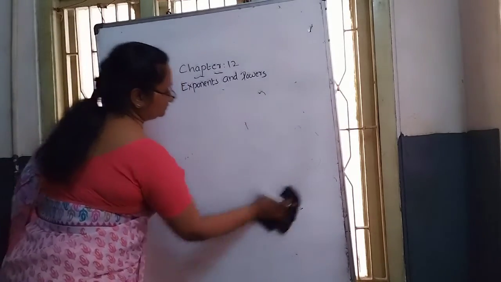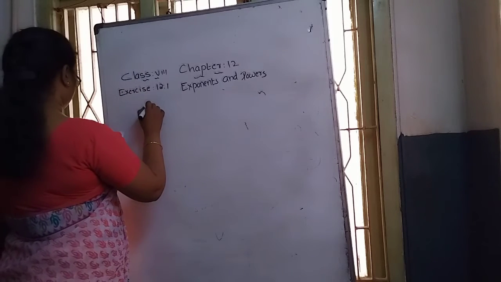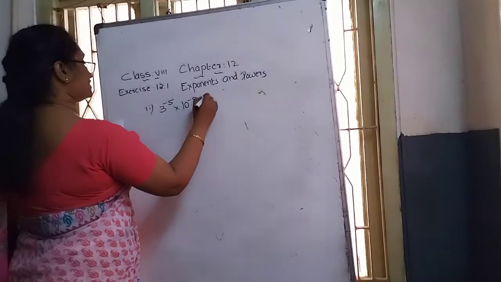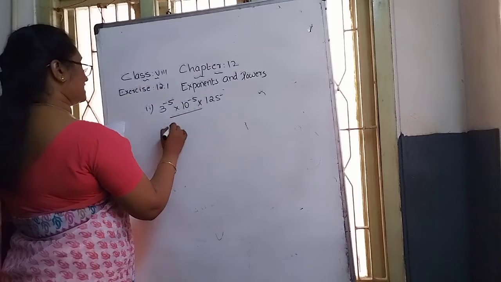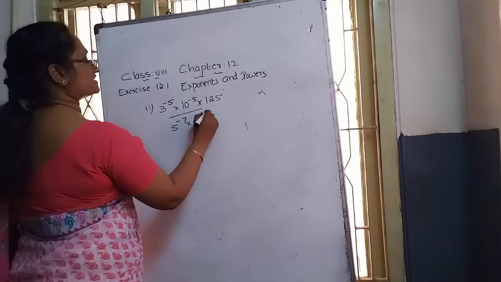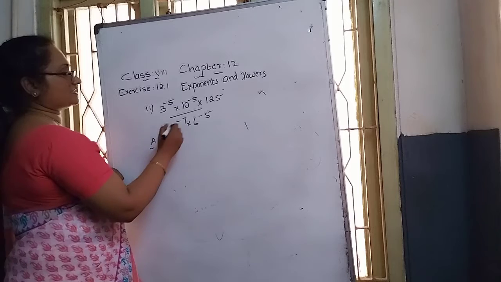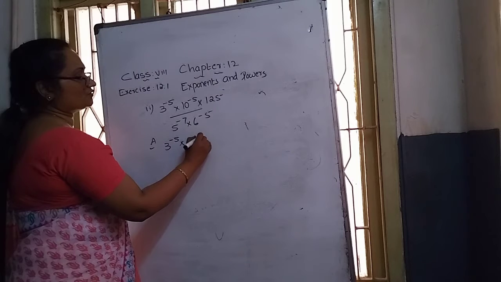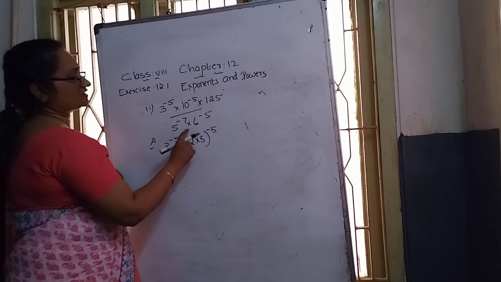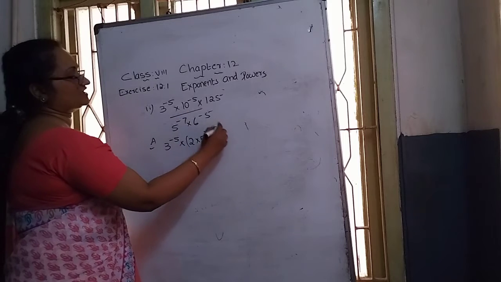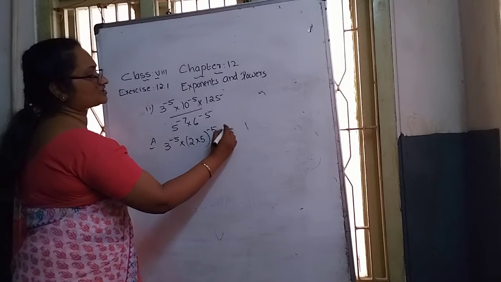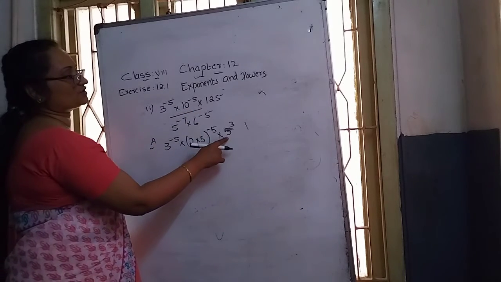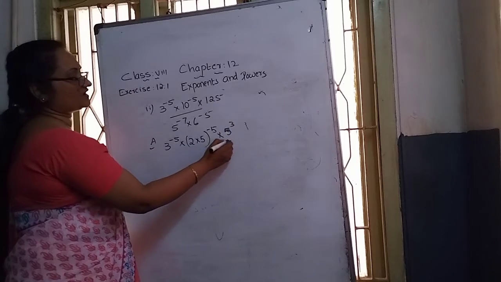Second question. The second question is about 3 raised to minus 5 times 10 raised to minus 5 times 125 divided by 5 raised to minus 7 times 6 raised to minus 5. Here also we expand. 3 raised to minus 5. How can we write 10? 2 times 5 raised to minus 5. 10 we can write as 2 times 5. Times 125, how can we write it? 5 raised to 3, that is 5 times 5 times 5. 5 fives are 25, 25 fives are 125. So 5 raised to 3 represents 125.